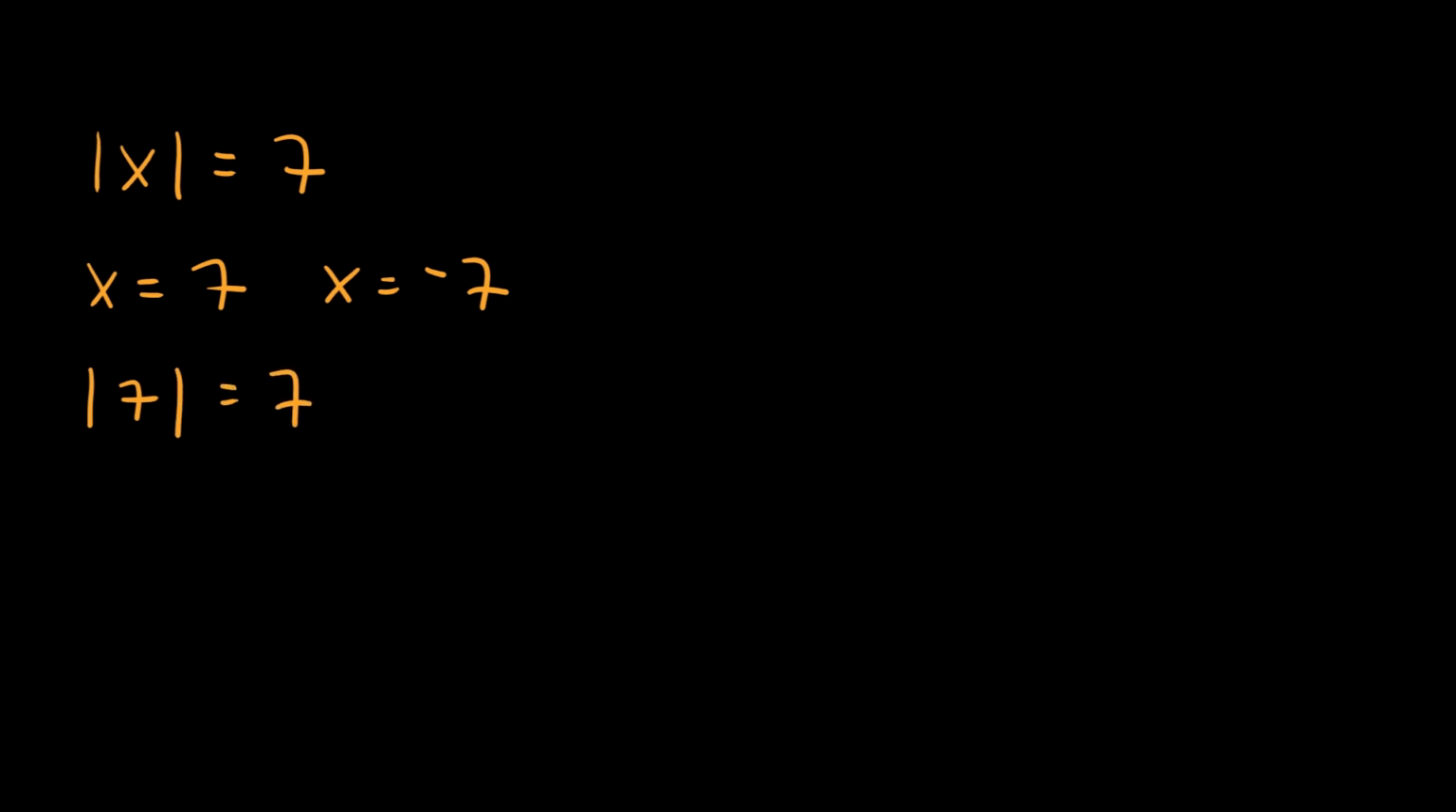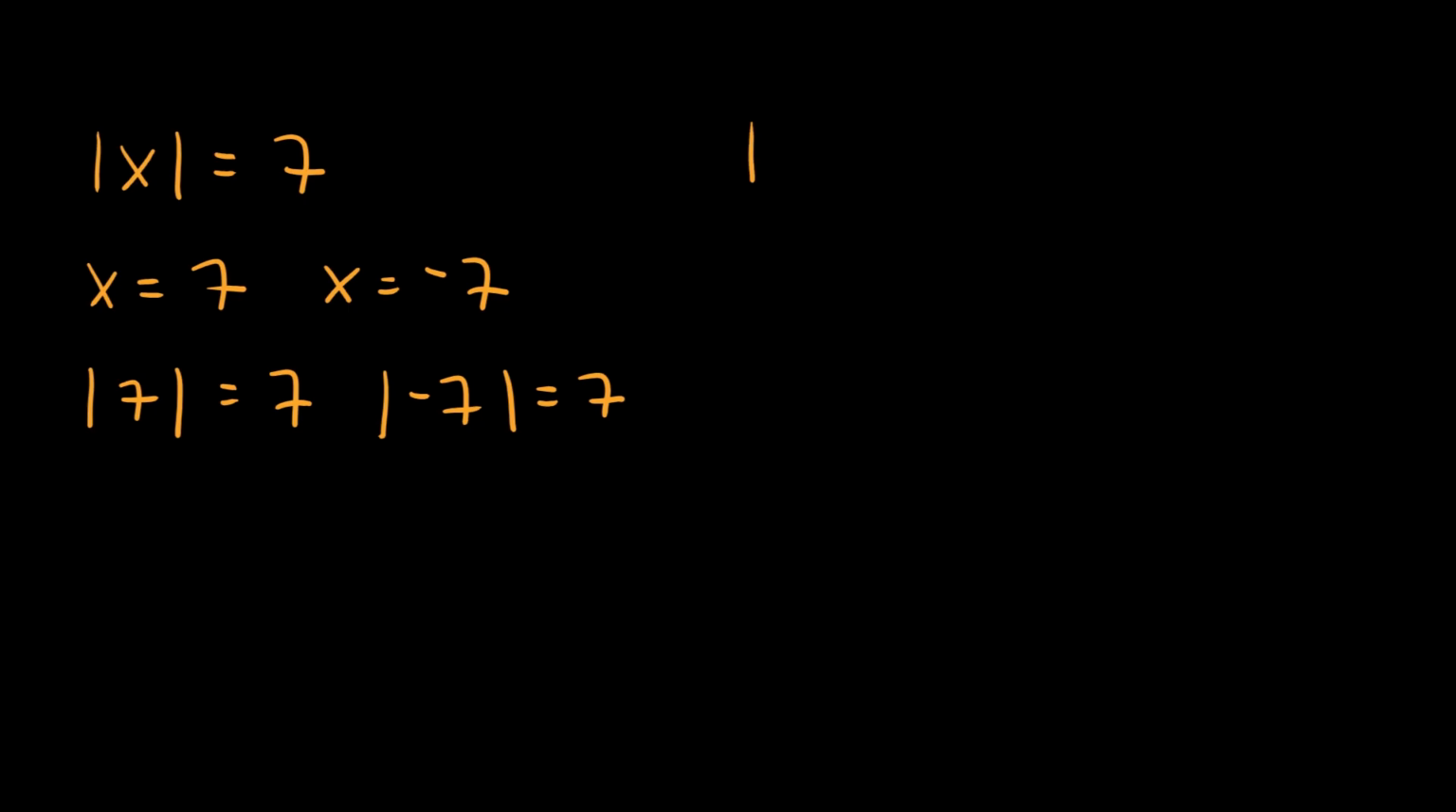Alright, let's practice absolute value. What is a number whose absolute value is equal to 7? Well, in this case, the absolute value of x will equal 7, and also x could be negative 7. Why? Because if I replace x with 7, the absolute value of 7 is 7. And if I replace it with negative 7, the absolute value of negative 7 will be 7, because negative 7's distance from 0 is 7 digits.